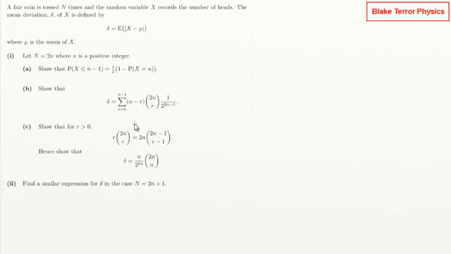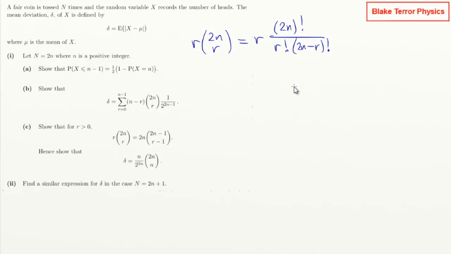Part C, show that for R greater than 0, these things are the same as each other. Okay, right, well, I suppose we just have to plug them into the definition. So that is going to be R, well, I don't know why I did a bracket that big, because I'm going to have a fraction here, so let's do a smaller bracket. So 2n factorial divided by R factorial and 2n minus R factorial. So is that obviously going to be the same as that?